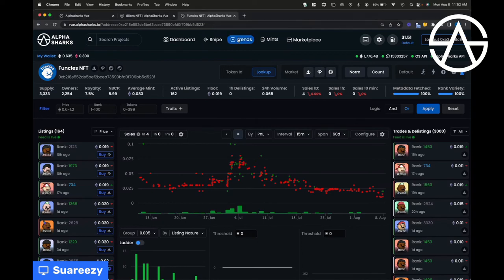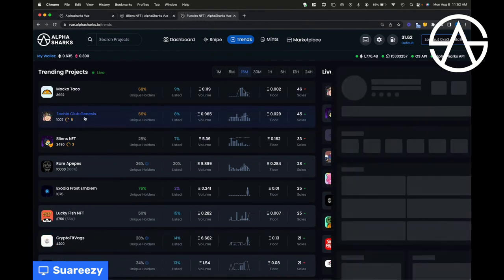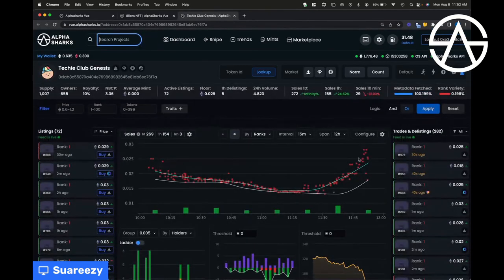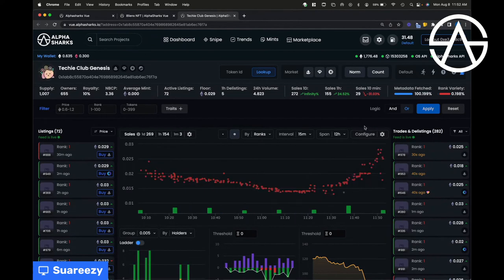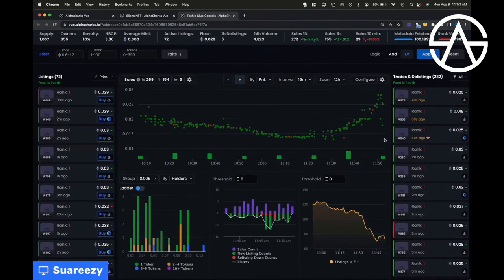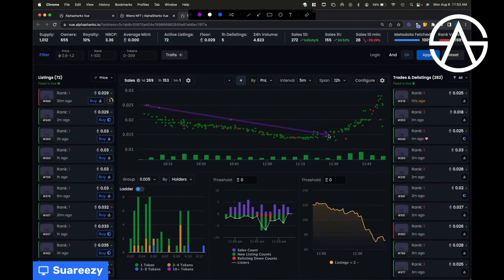Let's see if we have anything live that's actually happening. Techie Club, what's this? All right, this is a good example as well. Not my kind of style of play, but it fits the parameters that we're talking about. It has the same kind of trend line that we're testing, like in the last example. But notice what I was talking about on the last example.